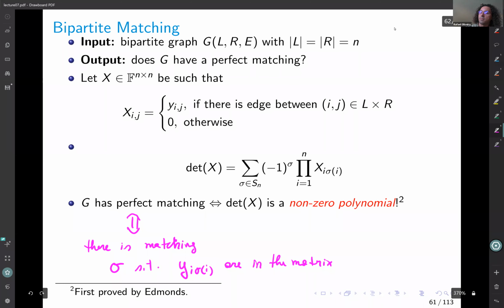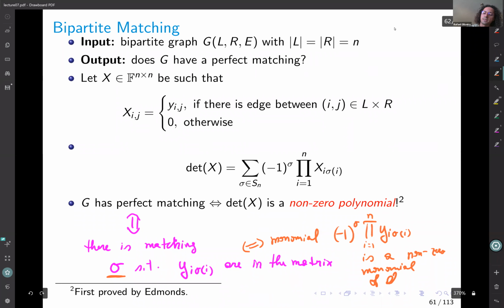So let me write it in a different color. This is equivalent to the monomial (-1)^sigma times the product of y_i,sigma(i), with this particular sigma, being a non-zero monomial of the determinant of x_G, our matrix that we get from G.